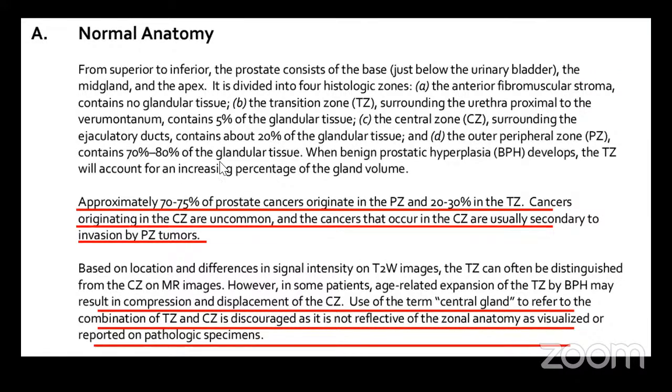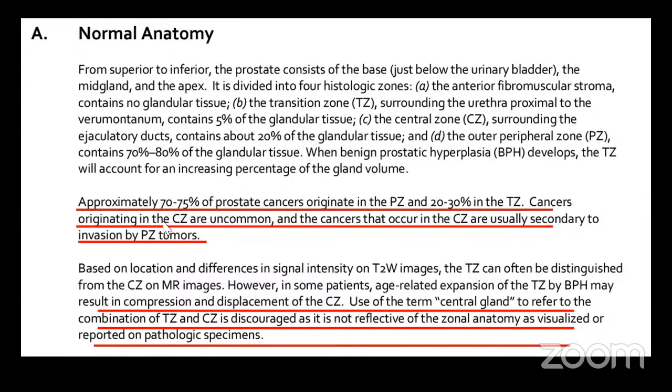So as we know, this is the tissue which is more susceptible for developing the adenocarcinoma part of the prostate. Therefore, approximately 70 to 75% of the prostate cancers originate in the peripheral zone, and 20 to 30% of them originate in the transition zone.